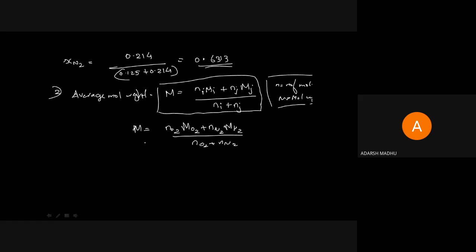It is NO2, that is 0.125 into MO2, 32, plus 0.214 into 28, all divided by 0.125 plus 0.214. That is the value for the average molecular weight. It is not in kilograms; it's just a value. Molecular weight is a value, 32, 28, just a value. Don't treat molecular weight like mass. Only a value.